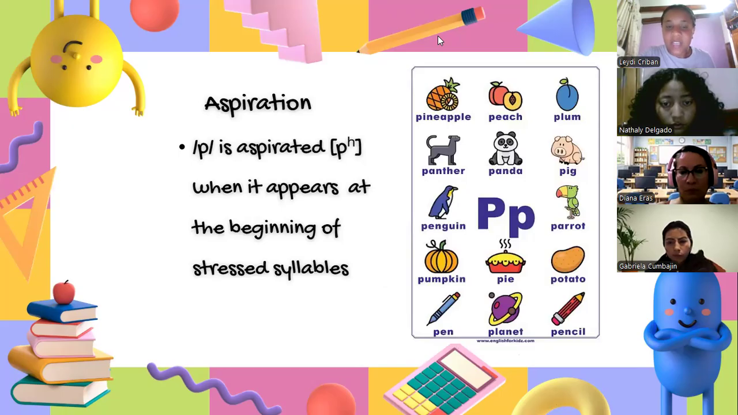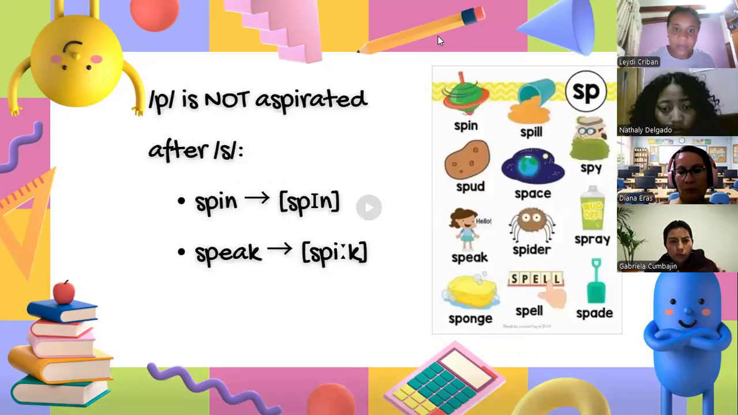P is aspirated when it appears at the beginning of a stressed syllable. For example, pineapple, peach, plum, partner, panther, panda, pig, penguin, parrot, pumpkin, potato, pen, planet, pencil. P is not aspirated when it is after S. For example, spin, speak, space, spray.